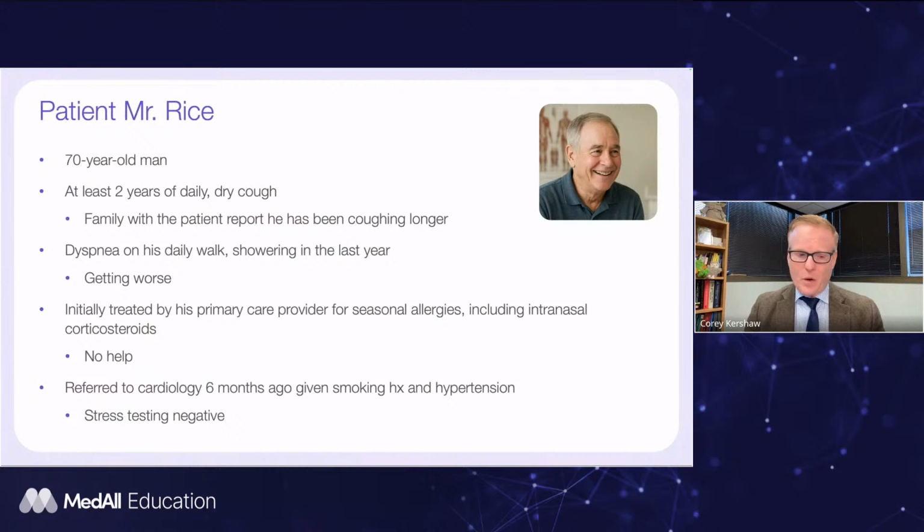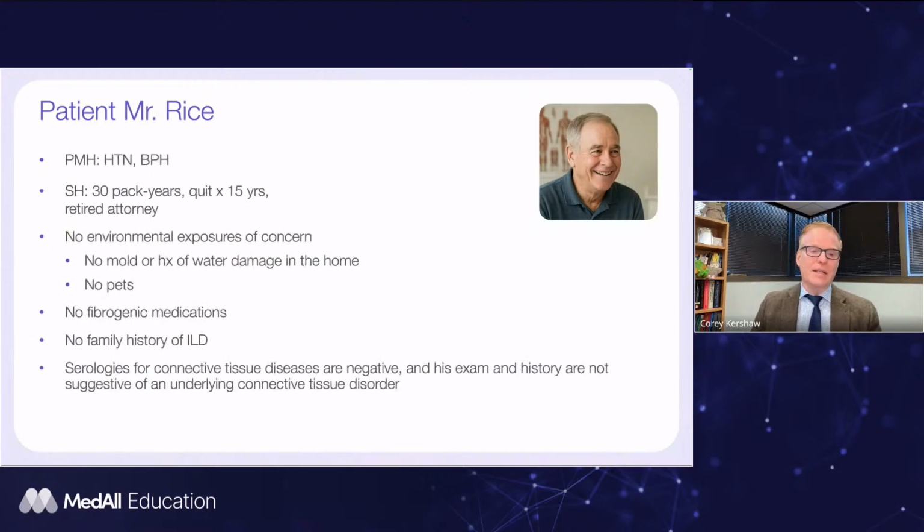This has been getting worse. His primary care provider, he brought this to his PCP's attention. He was treated for seasonal allergies, including some nasal steroids. This did not help his symptoms at all. He was subsequently referred to a cardiologist, given he has a history of smoking and also high blood pressure. However, workup was negative, including a stress test.